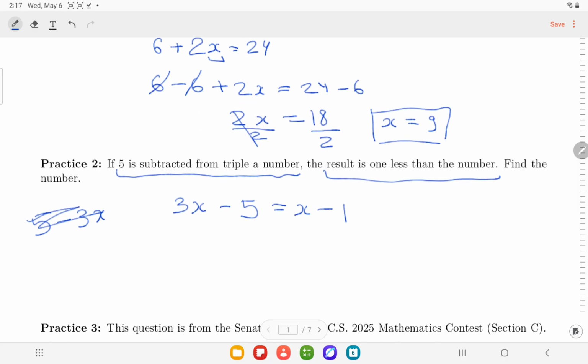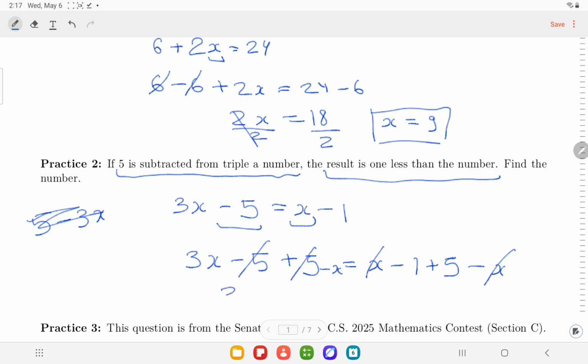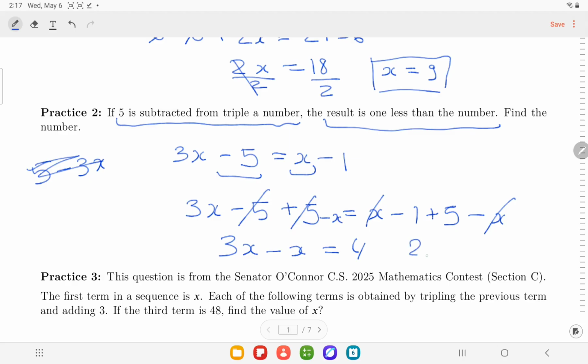And then we just solve this equation. So we can bring over this x and the negative 5. So we would add 5 to both sides, and also subtract x. So these will cancel and these will cancel. And we end up with 2x is 4. And then we divide by 2. So we end up with x equals 2.